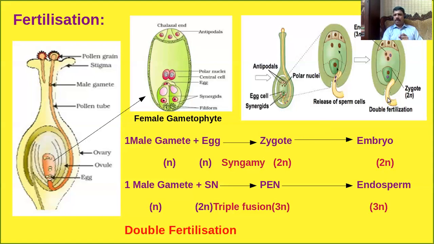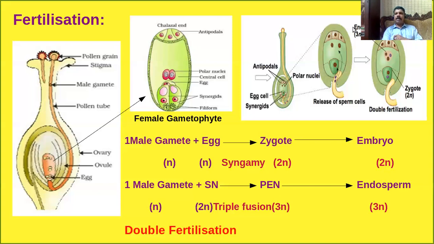This is the pollen tube. How many male gametes does the pollen tube have? Two male gametes. One male gamete fuses with the egg cell to form the zygote. This fusion is called syngamy. Then one more male gamete is left. That male gamete fuses with the secondary nucleus to form a structure called the primary endosperm nucleus, which later develops into endosperm.